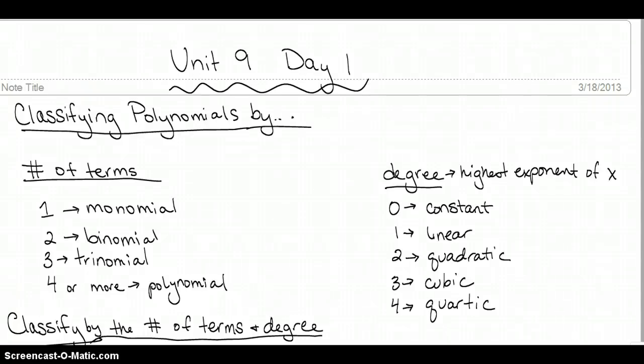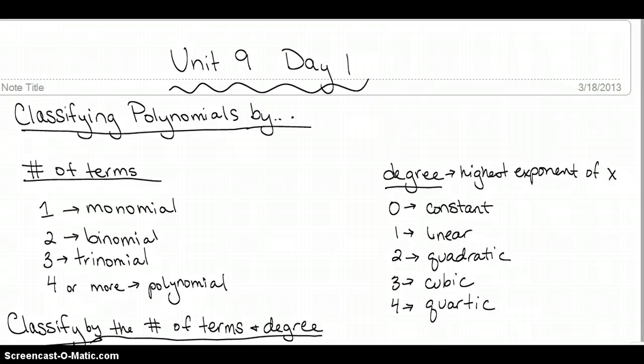There are two main things that I'm going to be going through. I'm going to be going through classifying polynomials by the number of terms and also by their degree, and then we're going to also get into adding and subtracting polynomials. So the first thing you need to know is how to classify polynomials.